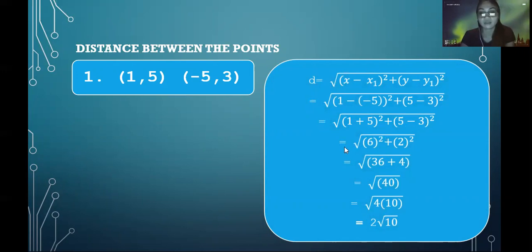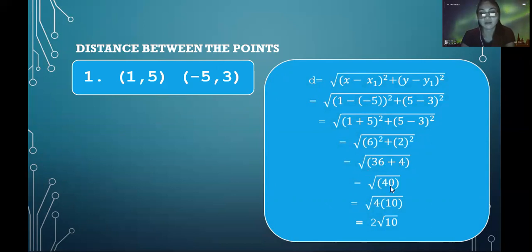So it equals the square root of 1 plus 5, which is 6, squared, then 5 minus 3 is equal to 2. So 6 times 6 is 36, then 2 times 2 is 4. So 36 plus 4 is the square root of 40.